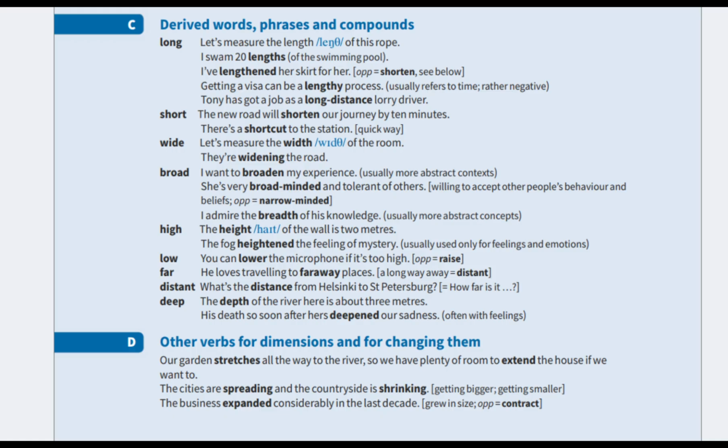D. Other verbs for dimensions and changes in size. The verb stretch describes how far something continues. For example, our garden stretches all the way to the river. The verb extend means to make something larger or longer. For example, we have plenty of room to extend the house if we want to. When something spreads, it becomes larger or covers a wider area. When something shrinks, it becomes smaller. For example, the cities are spreading, and the countryside is shrinking.